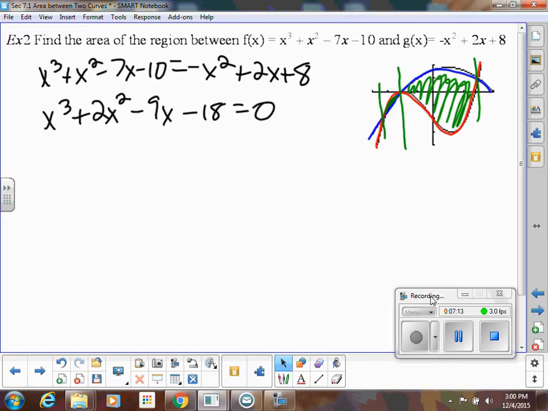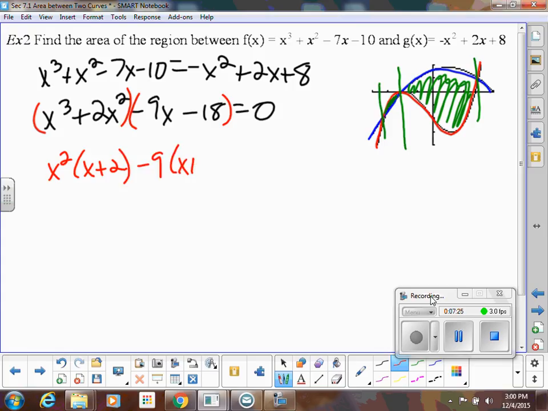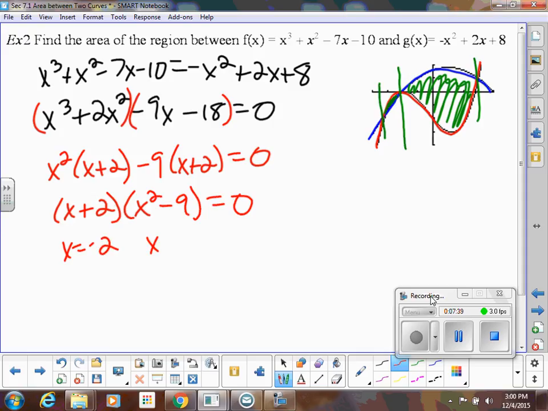And I'm going to try factoring by grouping. So this is going to give me x squared, x plus 2. Factor out the negative 9. That gives me x plus 2. Hey, it works. So I'm going to have x plus 2 and then x squared minus 9. All right, so if I set this one equal to 0, I'm going to get x equals negative 2. Here I'm going to get x equals plus or minus 3. All right, so my points here, this is going to be x equals negative 3, this is x equals negative 2, and then this is x equals positive 3.